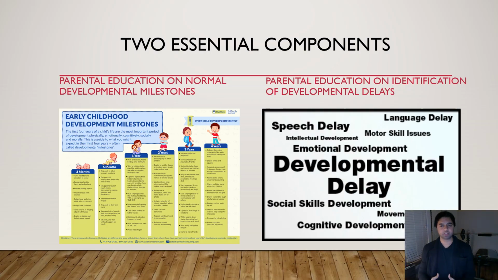Now, there are two essential components to my project. The first component is parental education on normal developmental milestones. This will be covering 3 months, 6 months, 1 year, 2 years, 3 years, and 4 years of age. The second component will be parental education on the identification of developmental delays. This will cover multiple areas, for example, speech, language, motor, cognitive, social, and emotional delays, just to name a few.